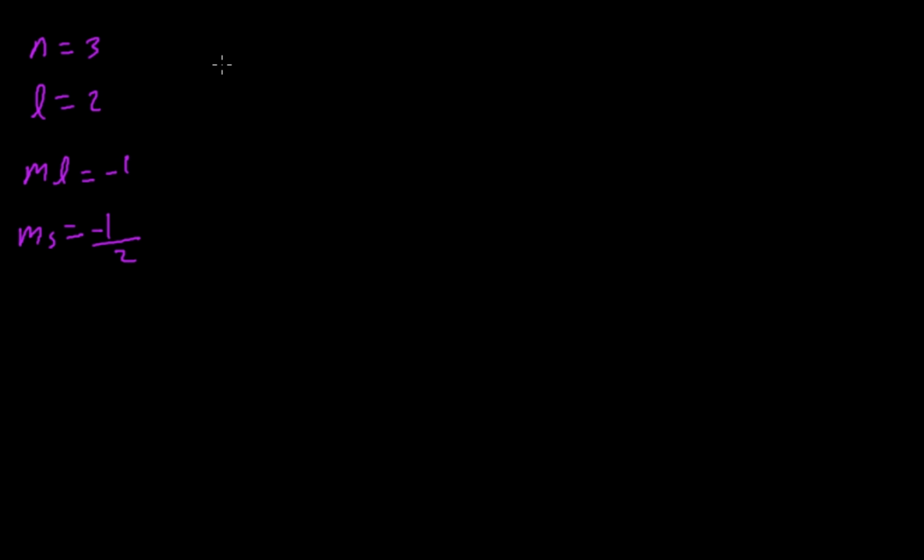So here you have the third principal quantum number. You are now in the third energy level, and you have L is equal to 2. That means you have a D sublevel now. So you are in the 3D sublevel, and you have ML, which is equal to -1. That means you should draw your orbitals in the sublevel D.